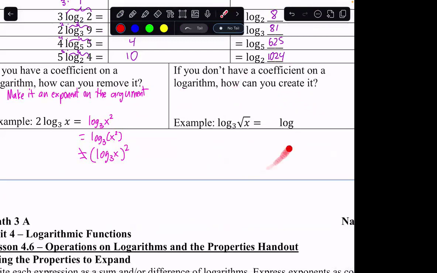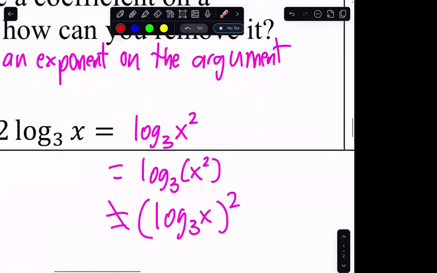Okay, so now over here, how can we go backwards? How can we create a coefficient? Well, again, if you have this 2 on the argument, you can move it in front to be a coefficient.